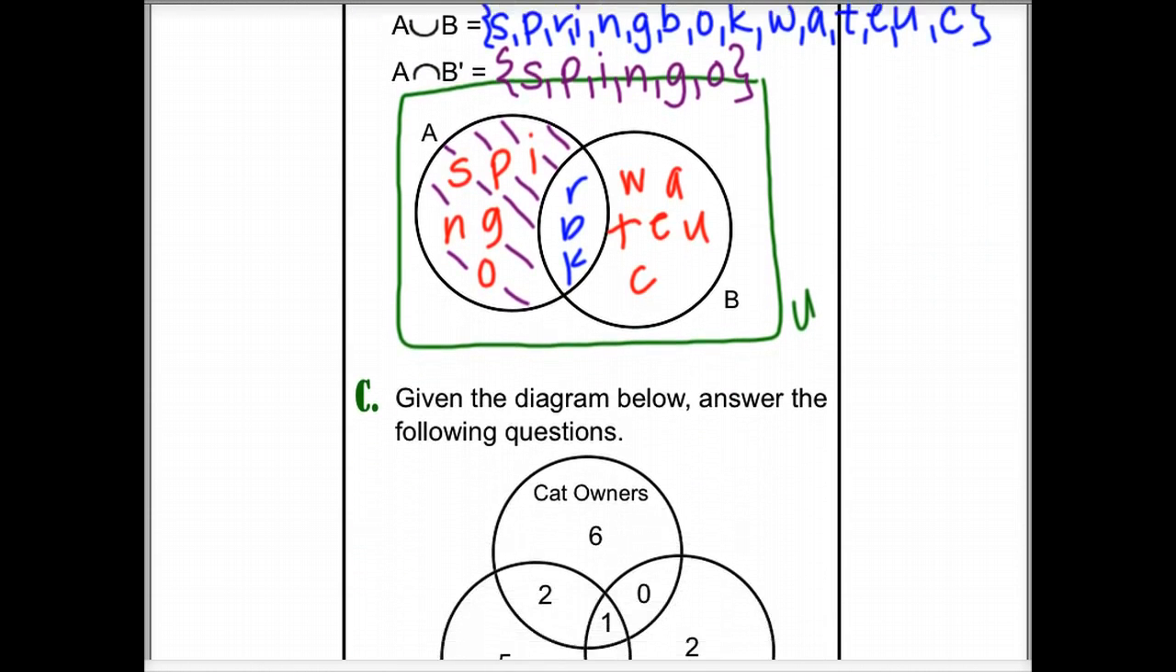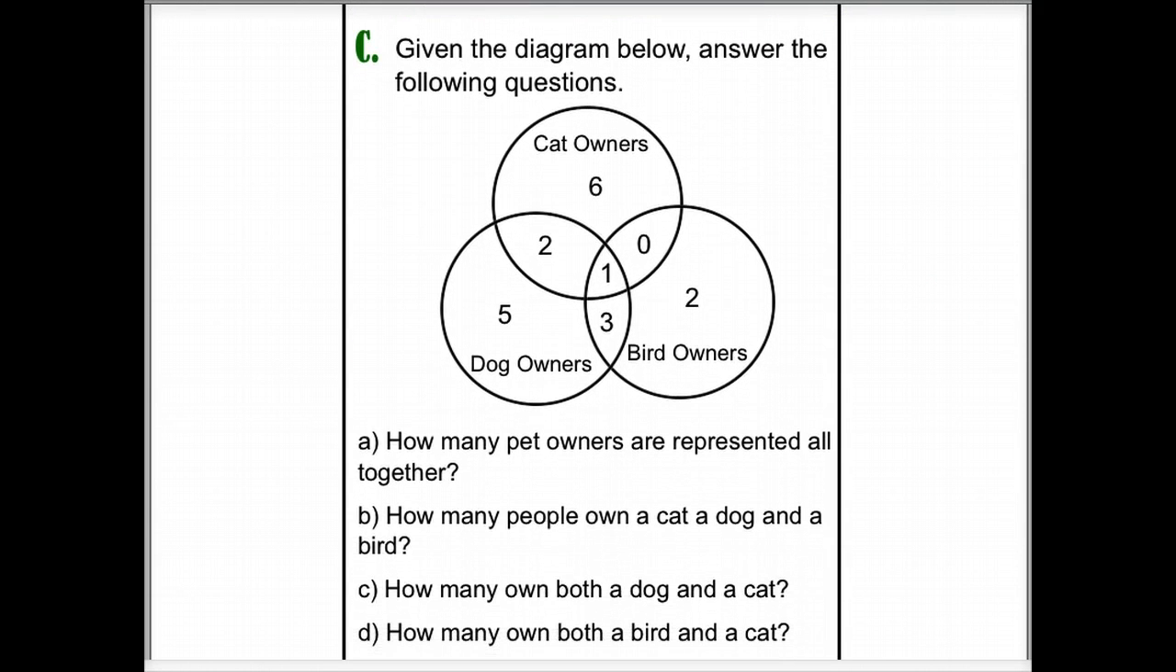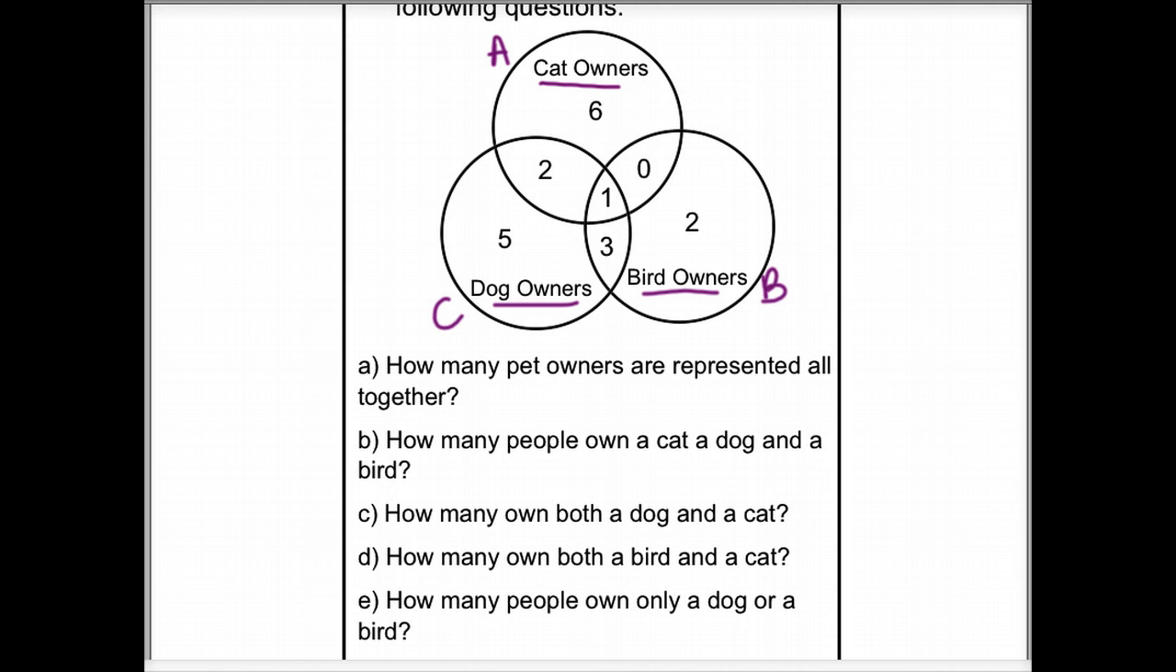Moving on, now we have 3 different sets. In this case, it would be like saying this is A, this is B, and this is C, although we do have titles. You need to be able to answer questions based upon what you're given. It says here, how many pet owners are represented altogether? That means we're going to take all of our numbers and add them up. So we have 6 plus 0 plus 1 plus 2 plus 5 plus 3 plus 2. If we add those up, 6 plus 1 is 7, plus 2 is 9, plus 5 is 14, plus 3 is 17, plus 2 is 19.